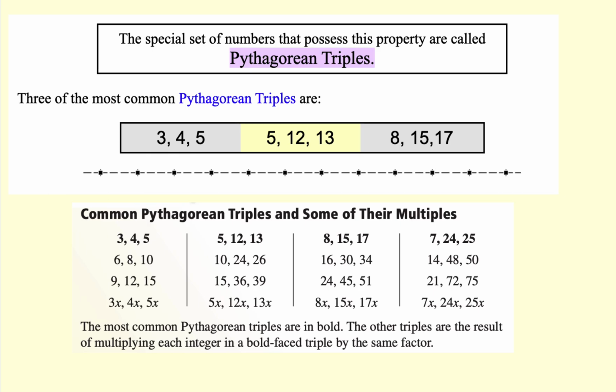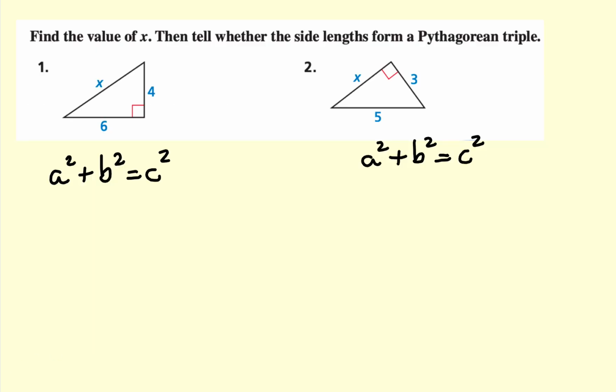And here's some other triples: 3, 4, 5; 5, 12, 13; 8, 15, 17; 7, 24, 25. And any multiple of it, because those multiples will be similar triangles. Let's go ahead and find x, and while we're finding x, decide if we have a triple.